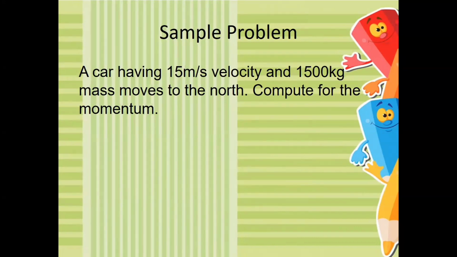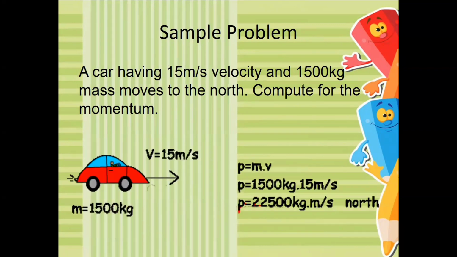A car having 15 meter per second velocity and 1,500 kilogram mass moves to the north. Compute for the momentum. Given you have a mass of 1,500 kilogram, a velocity of 15 meter per second. So the formula, P equals mass times velocity. So let's substitute a mass of 1,500 kilogram times 15 meter per second, giving you a momentum of 22,500 kilogram meter per second north. Can you still follow? Let's have the last one.